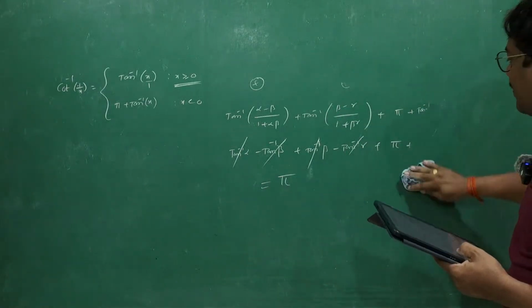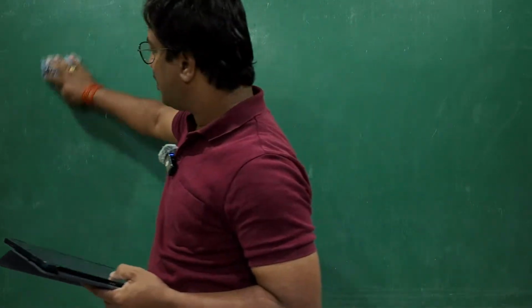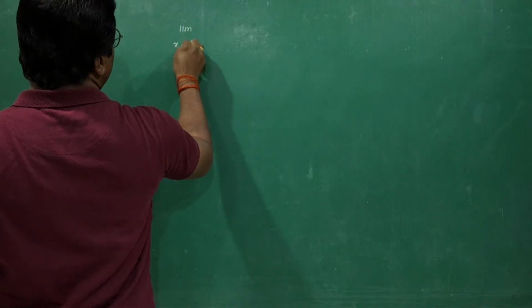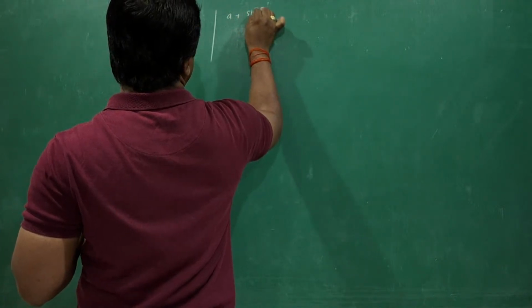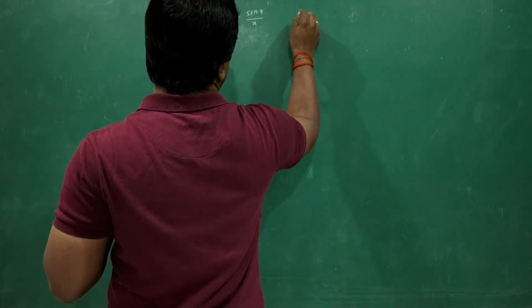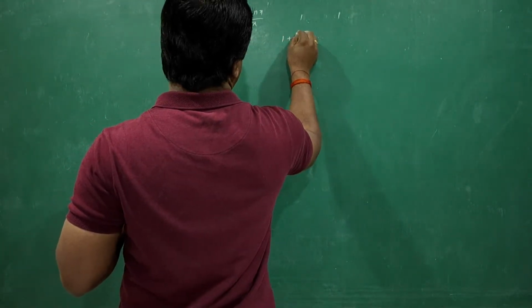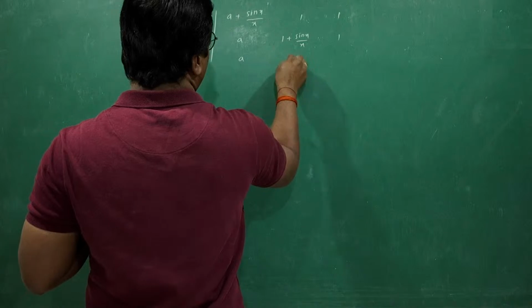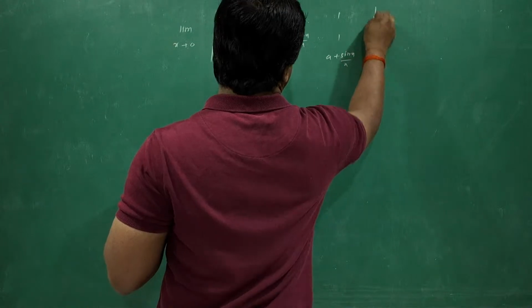Next question from the limits topic. Limits interlinked with determinant. Very simple question. The question is, limit x tends to 0 of the determinant with rows: a plus sin x divided by x, 1, 1; then 1, a plus sin x divided by x, 1; then 1, a, a plus sin x divided by x.